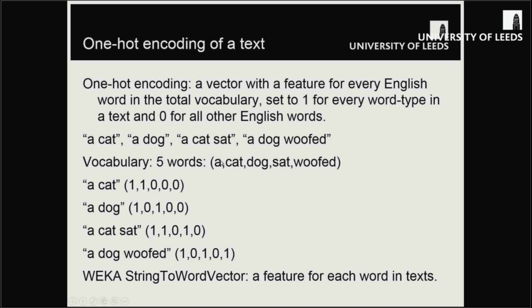So a cat is, yes there is a, yes there is cat, and 0, there's no dog, there's no sat, and there's no woofed. So a cat becomes 1, 1, 0, 0, 0. A dog is similarly 1, 0, 1, 0, 0. A cat sat is 1, 1, 0, 1, 0. And a dog woofed is 1, 0, 1, 0, 1.